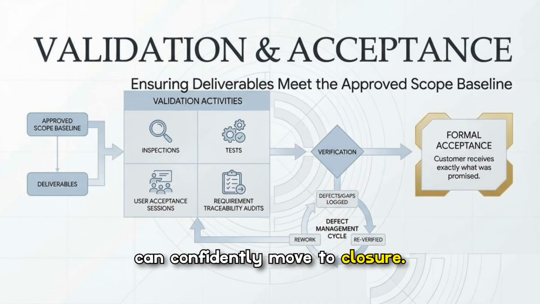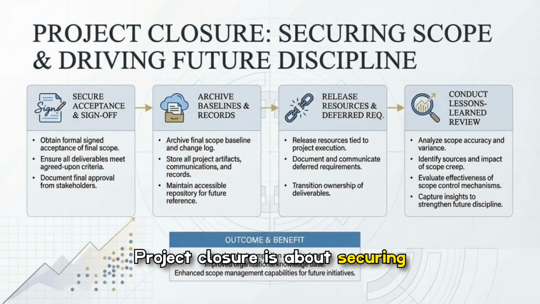to closure. Project closure is about securing scope and driving future discipline by obtaining signed acceptance, archiving baselines and records, releasing resources, and conducting lessons learned reviews. The slide outlines how these steps preserve final approvals, store artifacts for future reference, transition deliverables cleanly, and capture insights to improve scope management on subsequent initiatives.